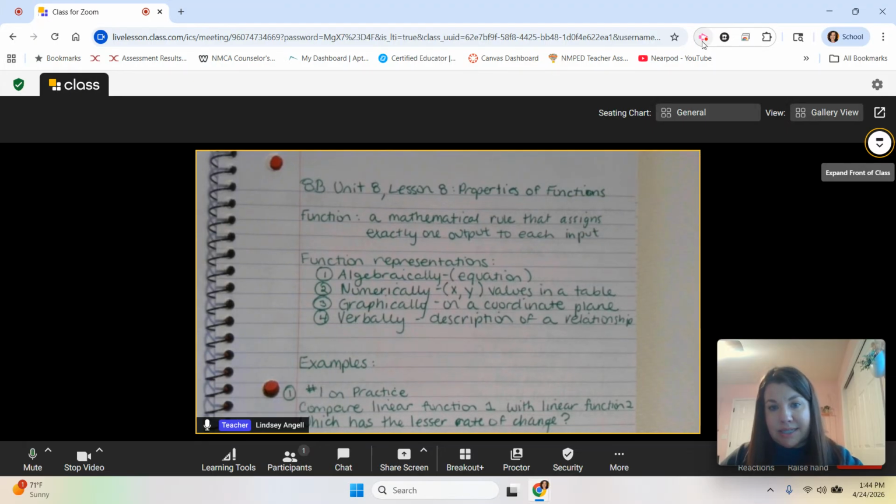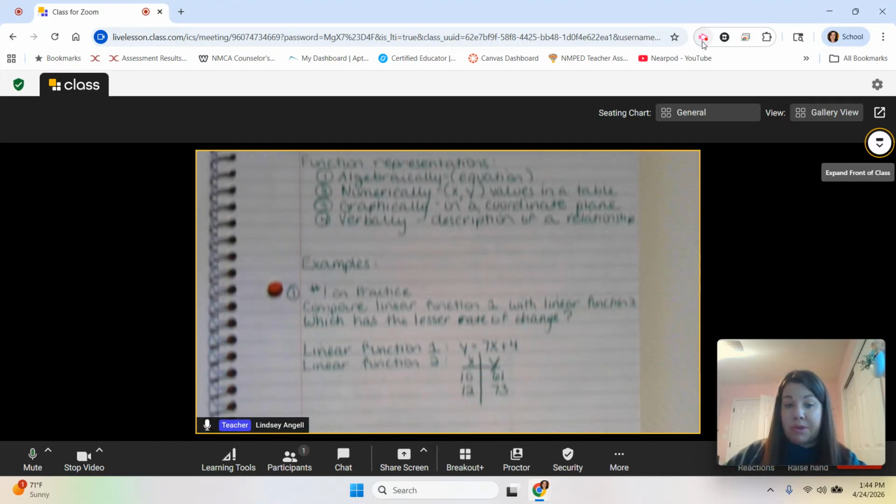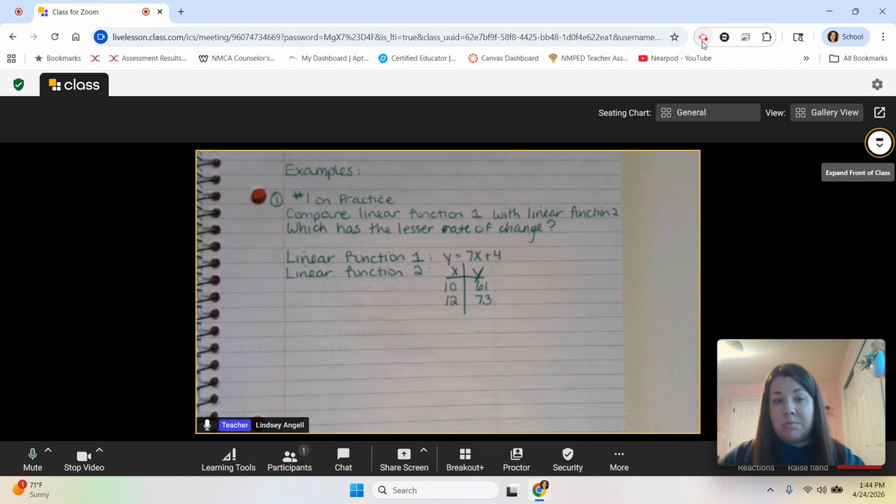Now, in this lesson, we're going to be comparing them in some ways, like on this first example here. So this is number 1 from your practice. Compare linear function 1 with linear function 2. Which has the lesser rate of change, meaning the lower rate of change? Well, that means we need to know the rate of change for each of them. There's a couple different things that you could do. One, we could put them in the same format, and sometimes that might be a necessary step. In this case, it's not.